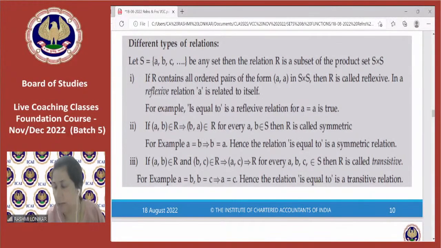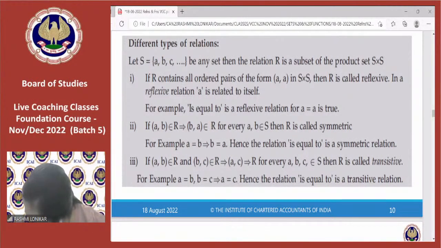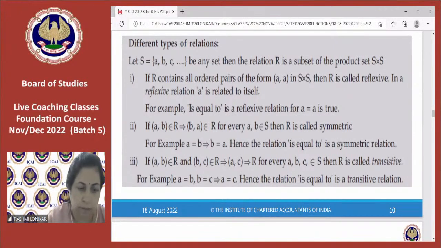Okay. Then we are talking about different types of relations. Asha, this is already uploaded. Okay. The PDF is uploaded. Geetanjali, what do you want? Disjoint. Okay.